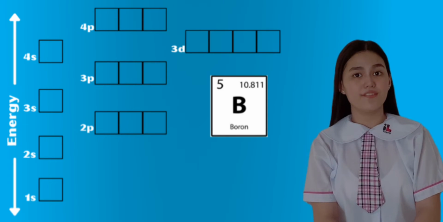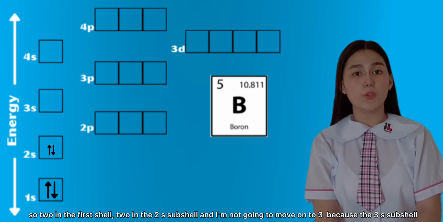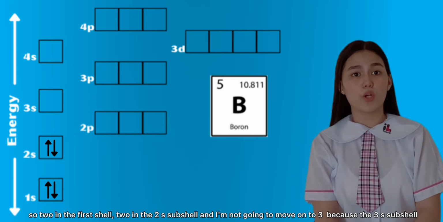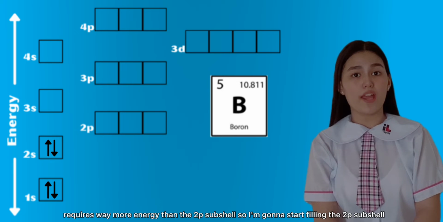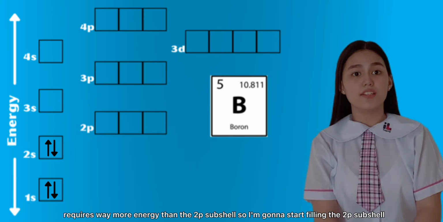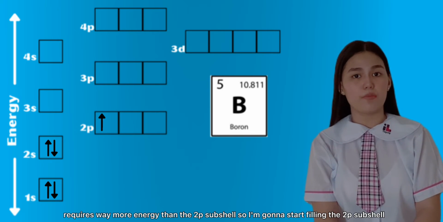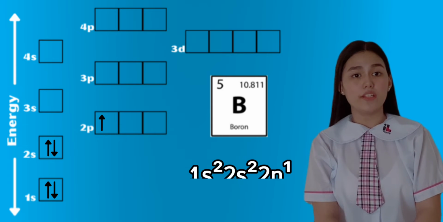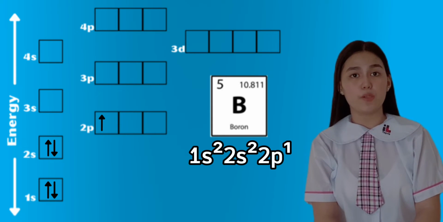Boron has 5, so 2 in the first shell, 2 in the 2s subshell, and I'm not going to move on to 3 because the 3s subshell requires way more energy than the 2p subshell. So I'm going to start filling the 2p subshell, so this would become 1s2, 2s2, 2p1.